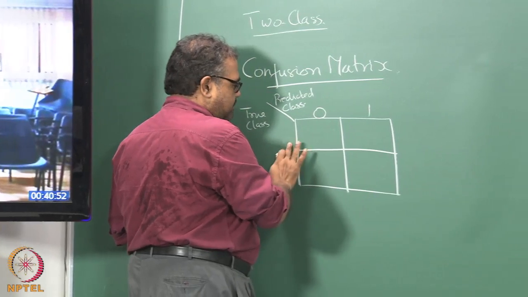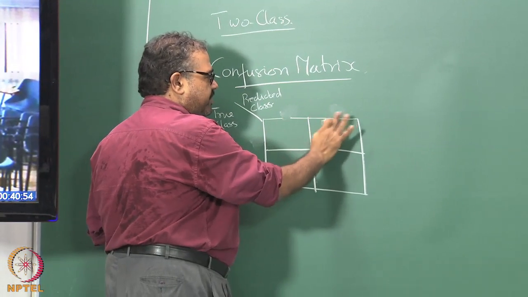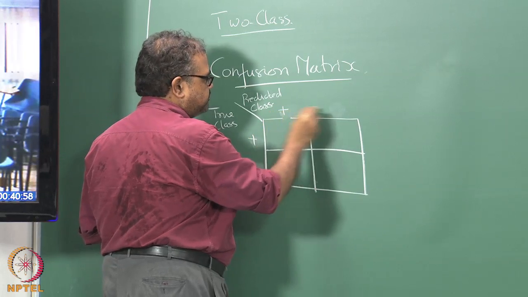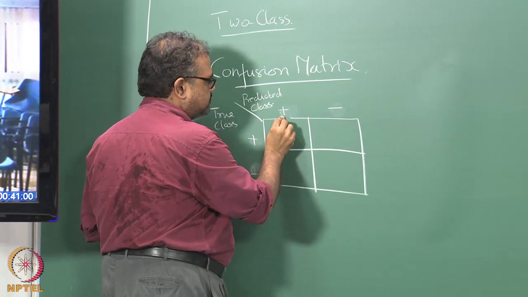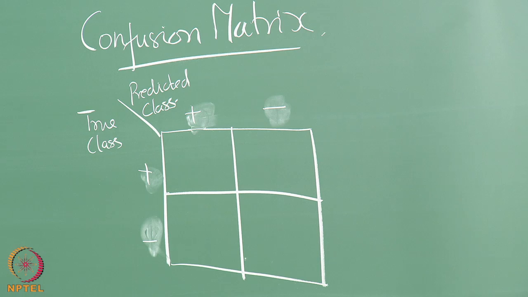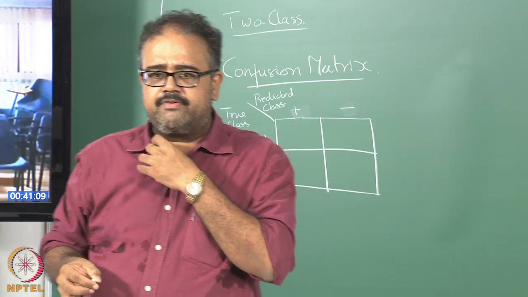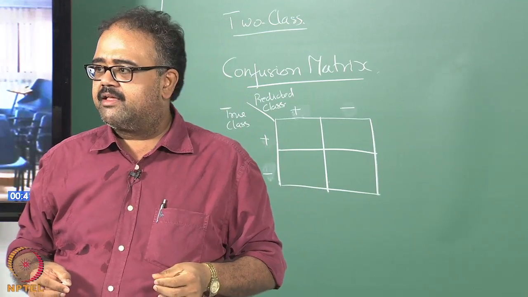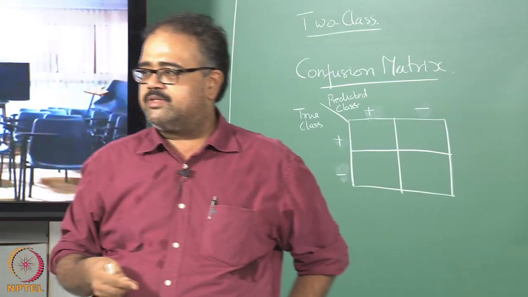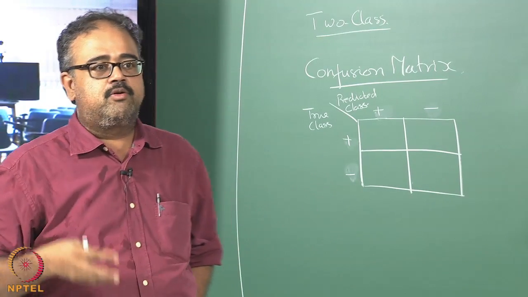Okay, I am going to change this slightly. Instead of calling the classes 0 and 1 as we have done so far, I am going to call them positive and negative. So it makes it a little easier for me. So what is a positive class? Typically the class of interest to us. What we denote as the negative class is the class that we do not want.